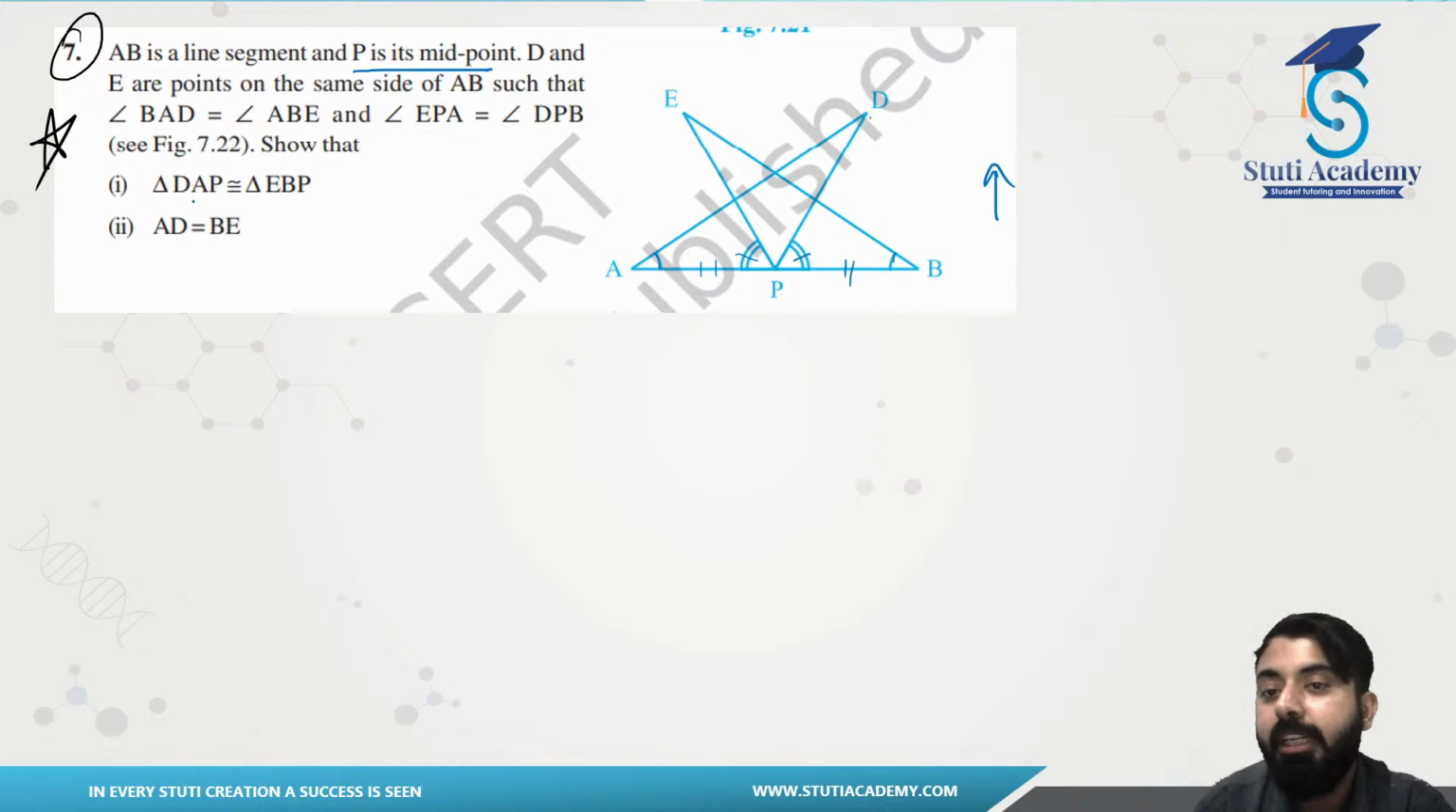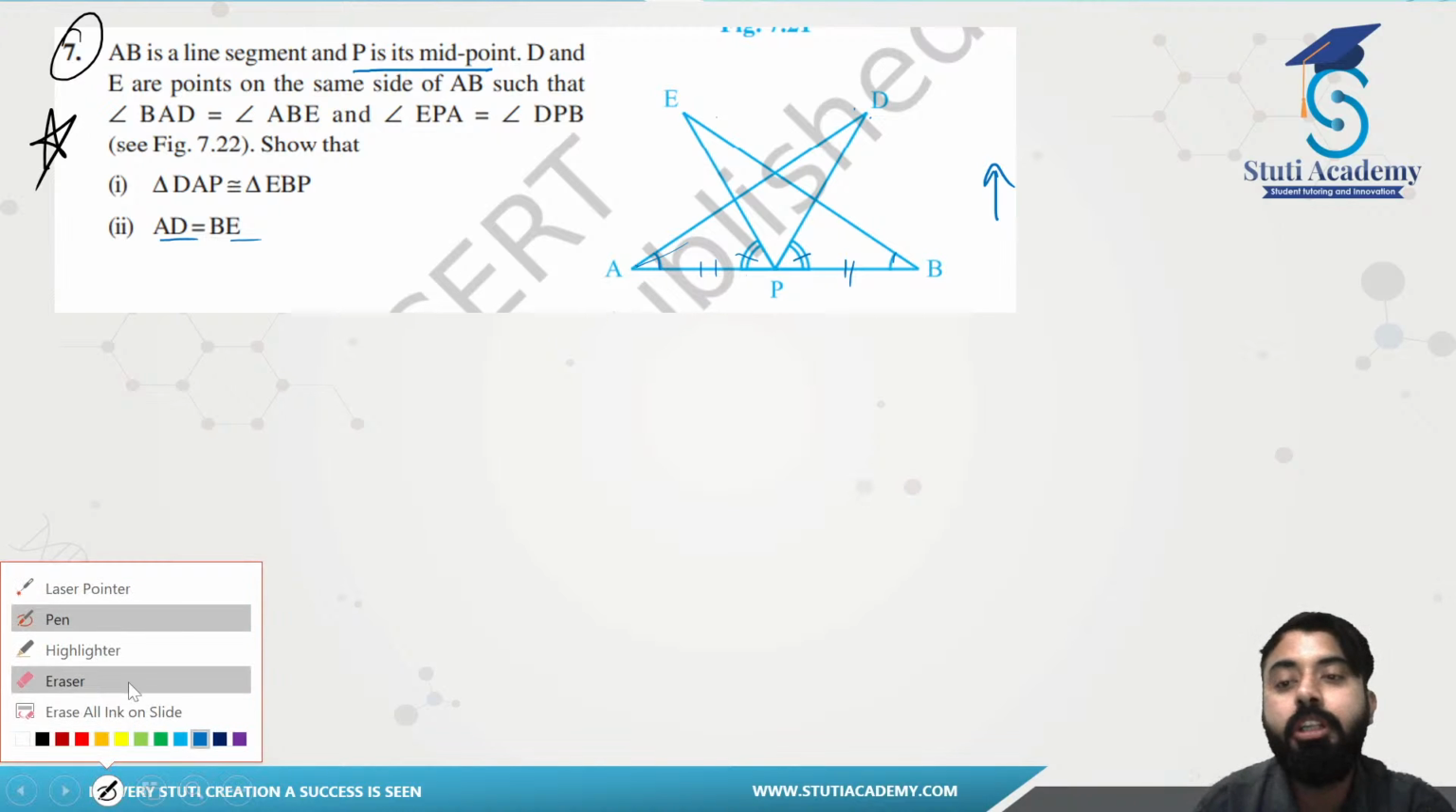We have to prove that angle DAP, that means this complete angle, will be congruent to EBP, this complete, and AD is equal to BE. We have to prove AD is equal to BE. Now this question is exactly similar to the one we have already done. We will be using the concepts here.